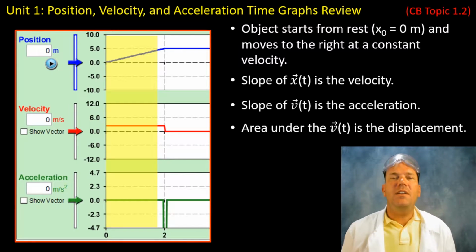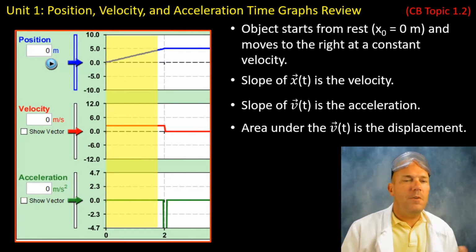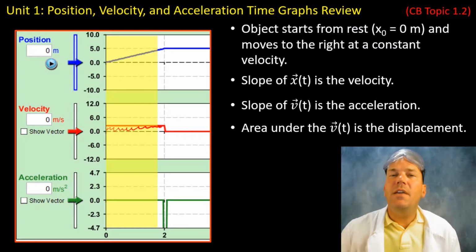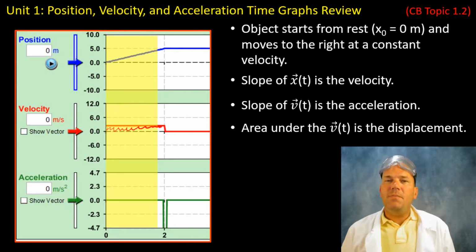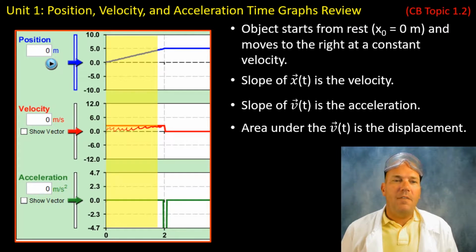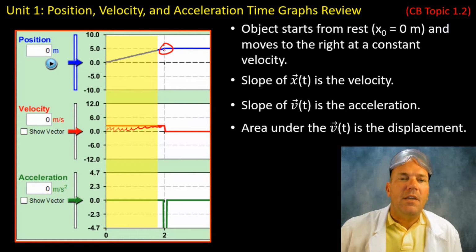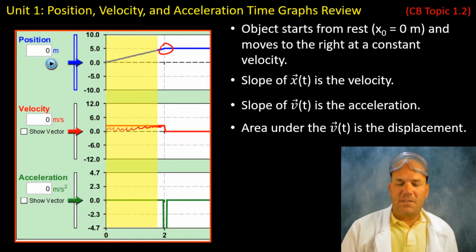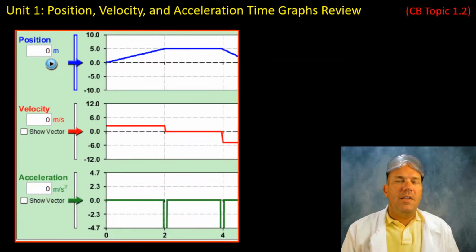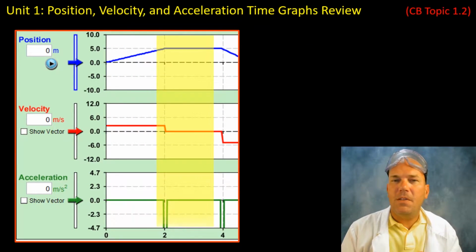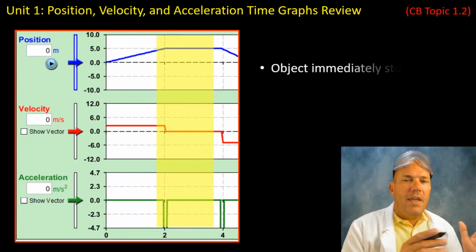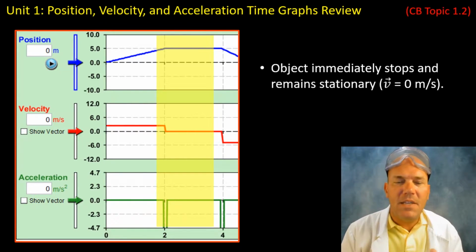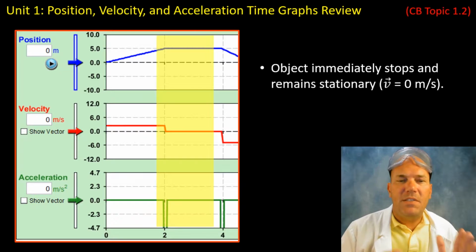Lastly, the area under the velocity time graph will give you the displacement. So if you were to do base times height of this area here, you would get a displacement of positive 5 meters, which is exactly where the moving man ended up at the end of 2 seconds. Next, let's go ahead and look at this part of the graph where we have an immediate sudden stop. So the object, or the moving man, immediately stopped and remained stationary.